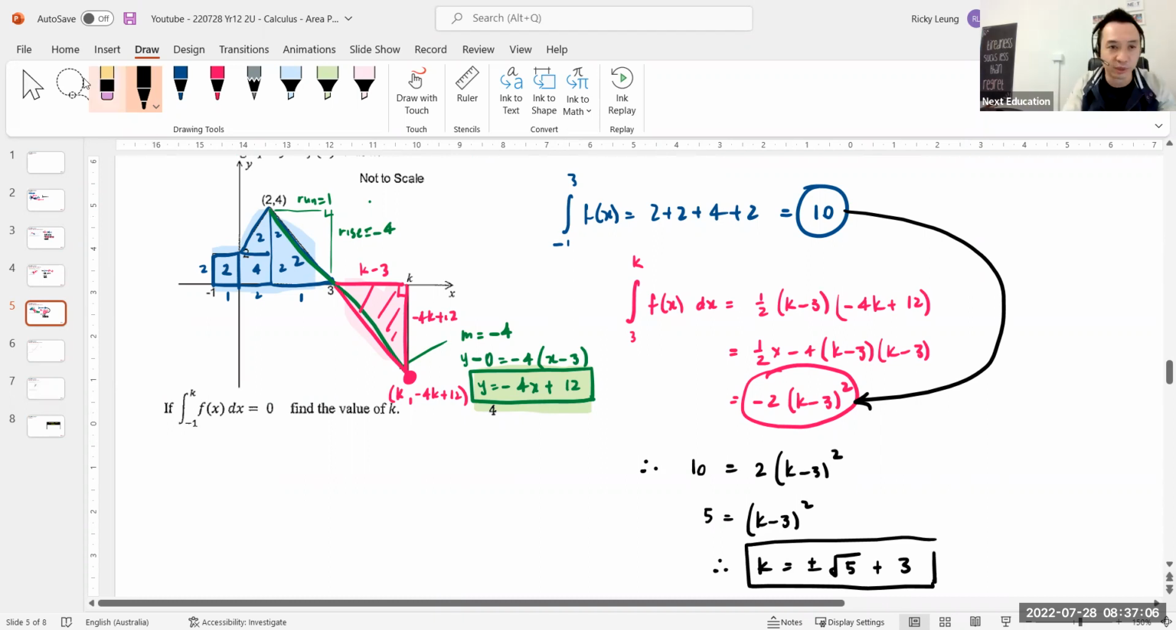Is that right? No, not plus or minus. I just said k is positive only, right? Yeah, because it's on the positive side of the question. You get that. How's that?